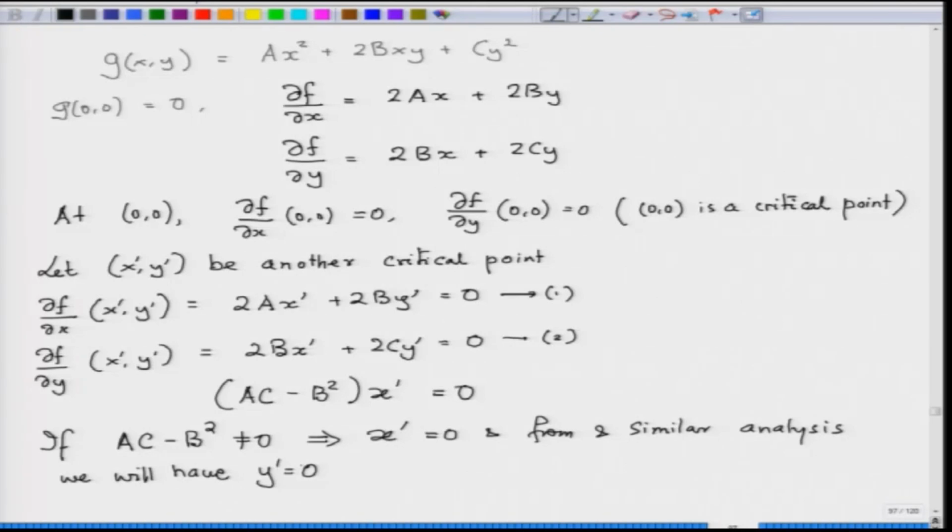So, if AC minus B square is not equal to 0, then whatever be the critical point, it does not matter, x dash is equal to 0 and y dash is equal to 0. That is the key idea. So, what happens if I do not have this condition? What happens if AC minus B square is equal to 0? Then there can be a situation where there are more than one critical points, and that is exactly what I am going to demonstrate here through an example on the board.